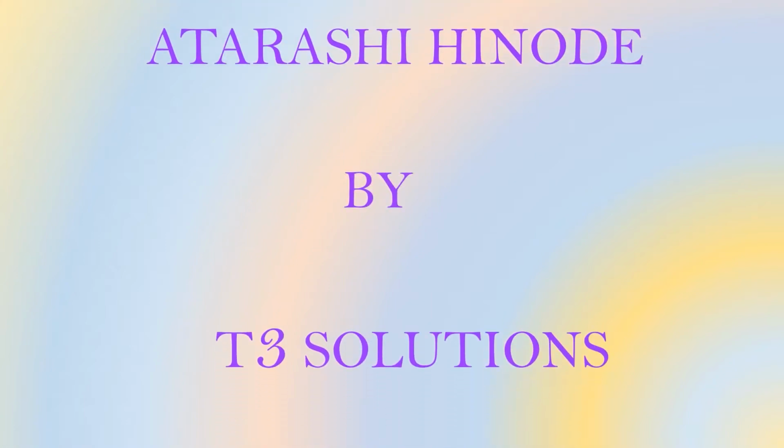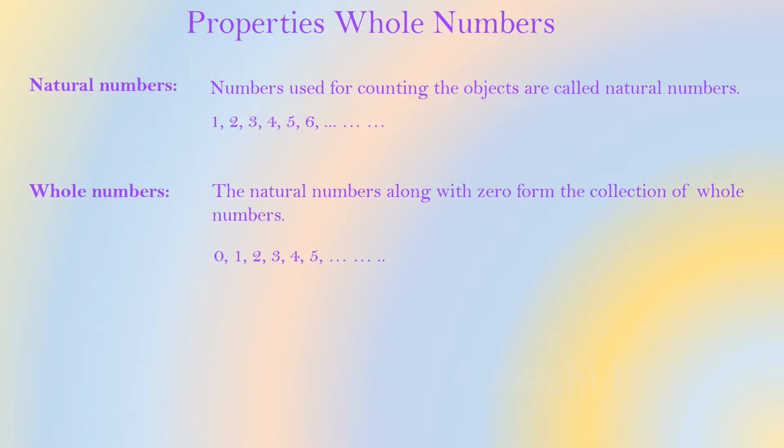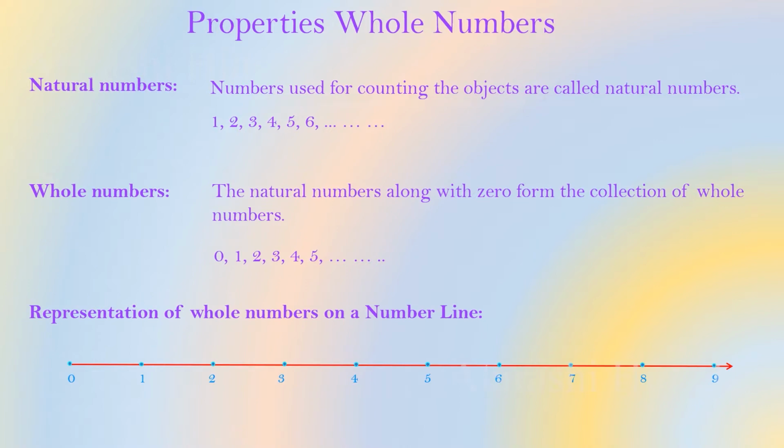Today we are going to learn about properties of whole numbers. Before that, what are whole numbers? Numbers used for counting the objects are called natural numbers, and natural numbers along with zero form the collection of whole numbers. This is the representation of whole numbers on a number line.